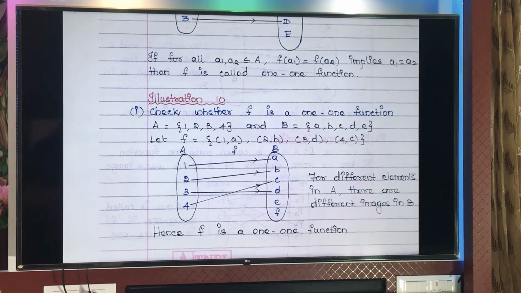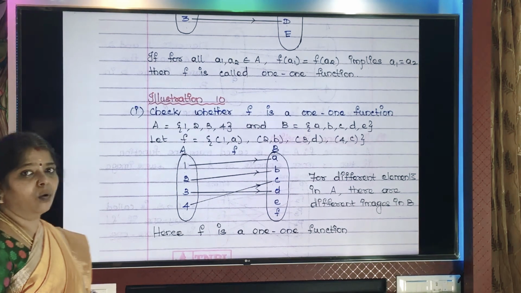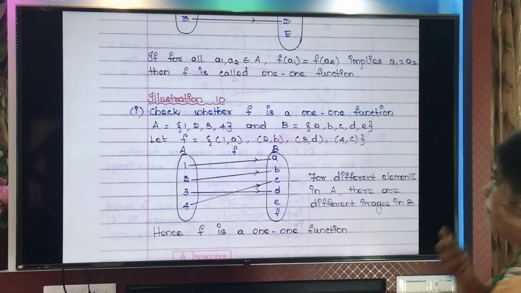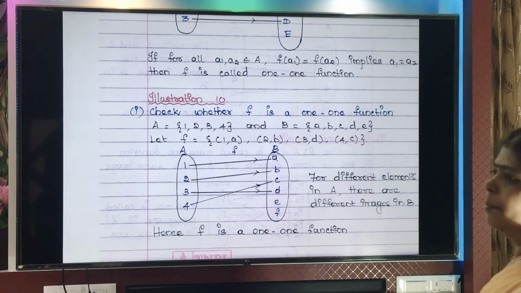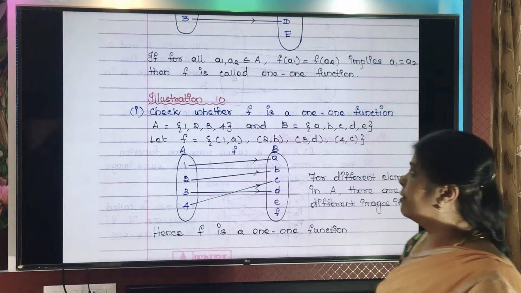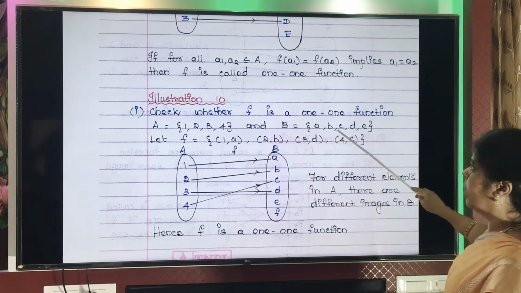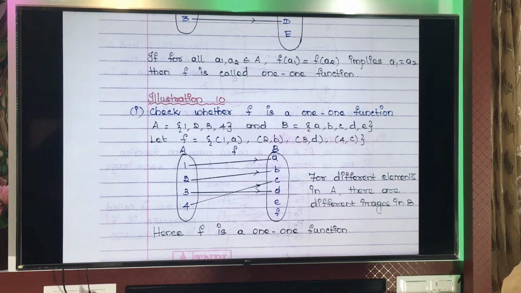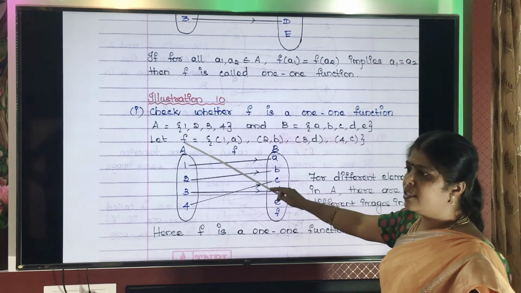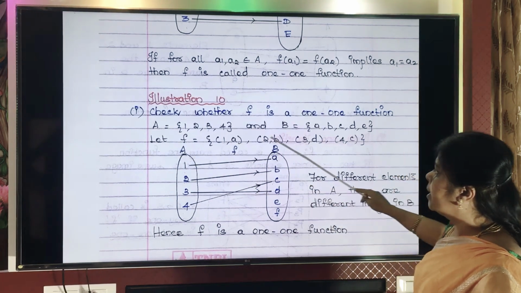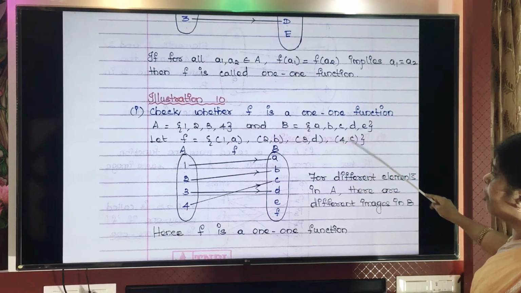Next, let us see illustration number 10. Check whether f is a one-to-one function. Now we have understood what a one-to-one function is. Now we need to apply it in a sum and check whether this is a one-to-one function or not. What is set A? 1, 2, 3, 4. What is set B? A, B, C, D, E. The elements of the function are 1A, 2B, 3D, 4C.